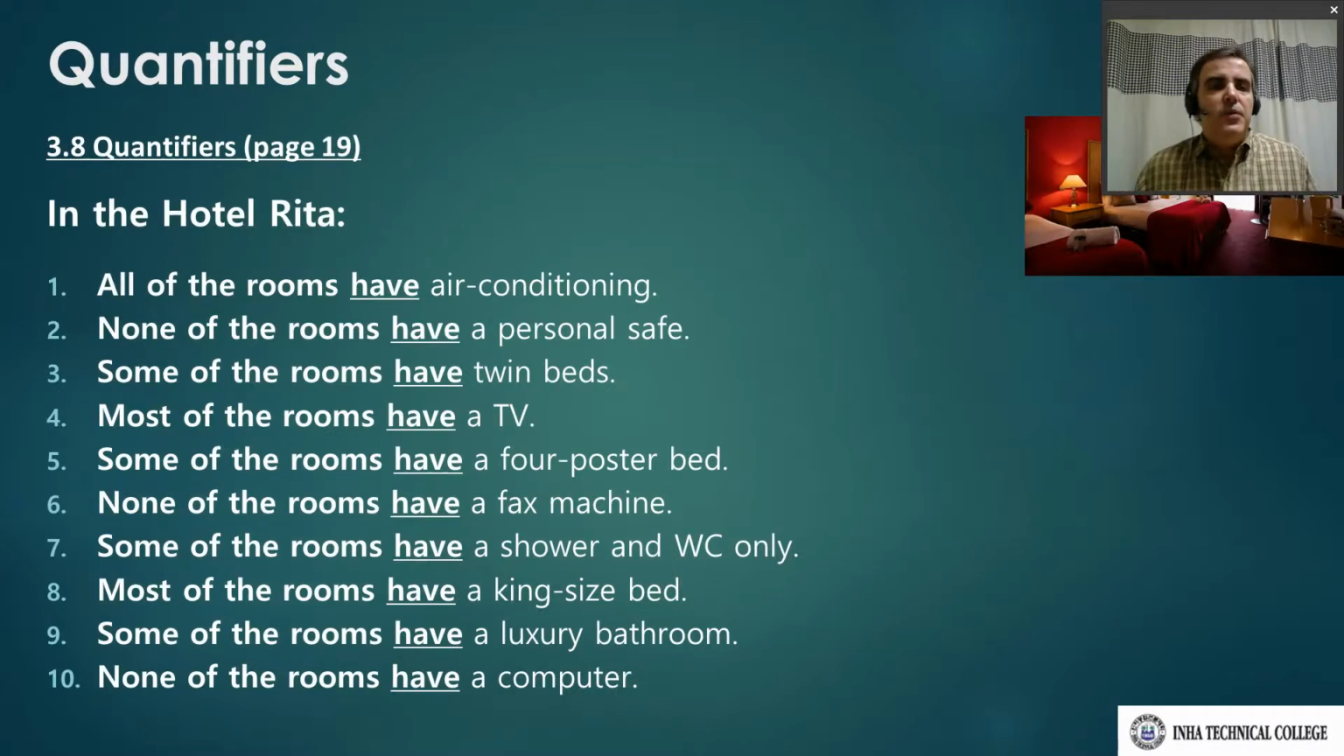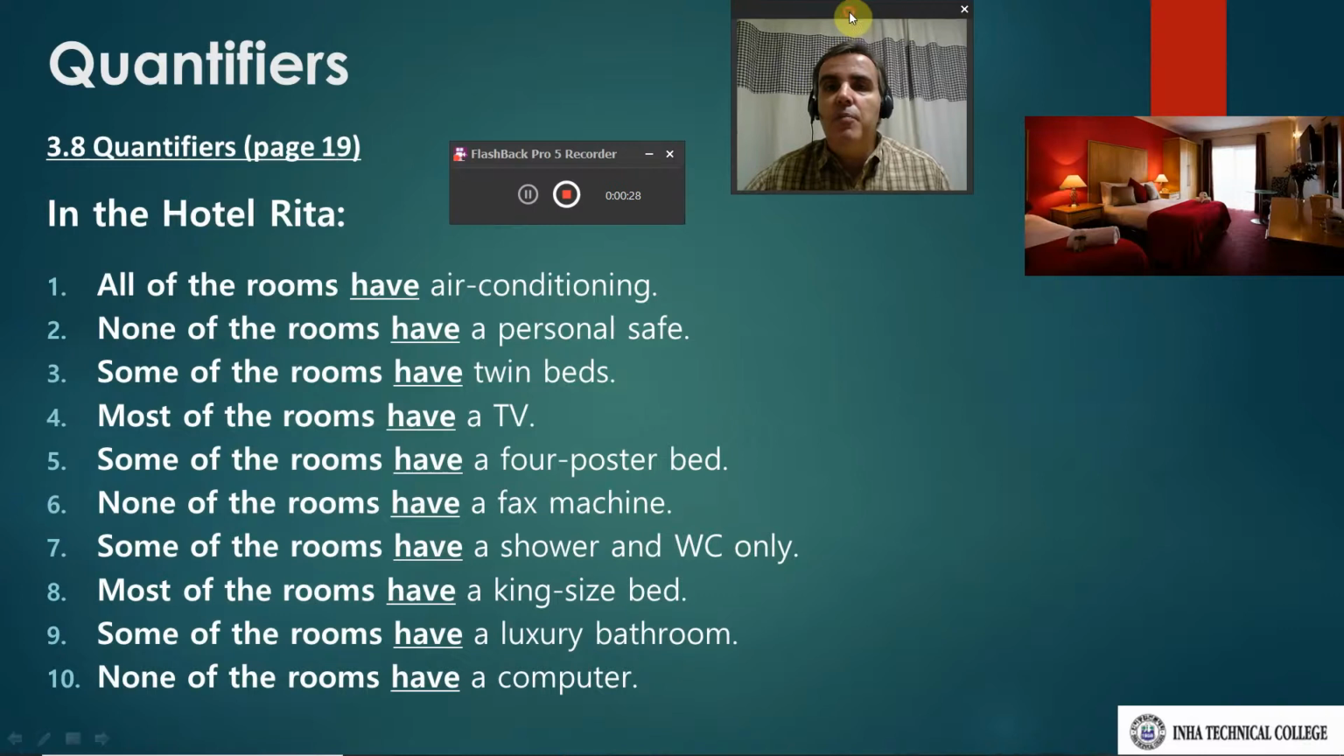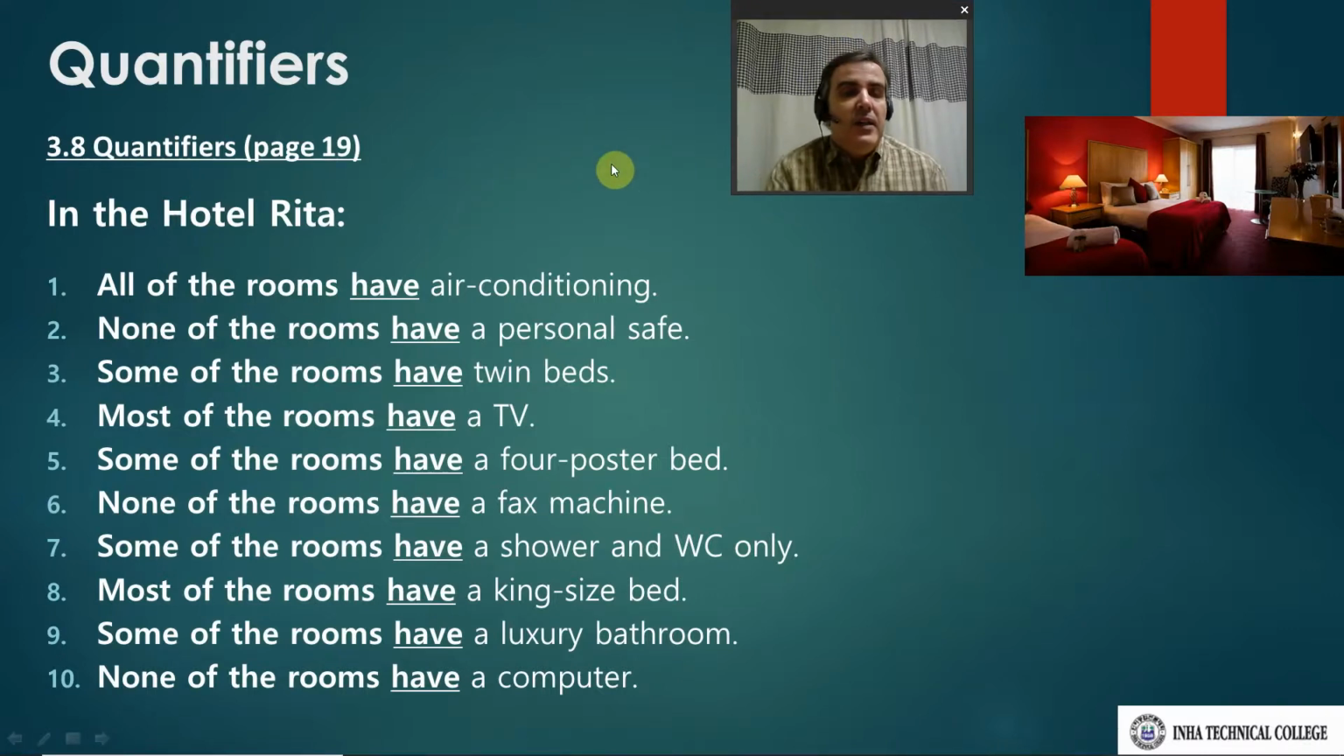Okay, we'll go on to the second group of answers from last week's class, where we had to describe some of the rooms in the Hotel Rita. So we wanted to use the same kind of grammar structure for all of your answers. We should have been starting with either all of the rooms, most of the rooms, some of the rooms, or none of the rooms. Then we should have been following that with have, and then whatever the function or facility was, or the service. So I'll just quickly go through what those answers were.